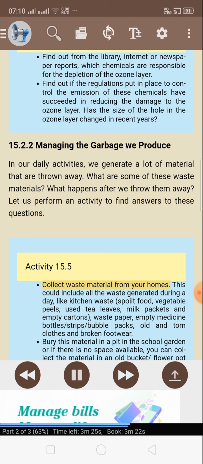Activity 15.5. Collect waste material from your homes. This can include all the waste generated during a day, like kitchen waste, spoiled food, vegetable peels, used tea leaves, milk packets and empty cartons, waste paper, empty medicine bottles, strips, bubble packs, old and torn clothes and broken footwear.